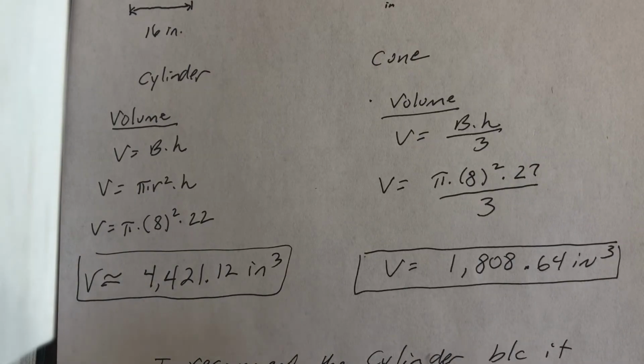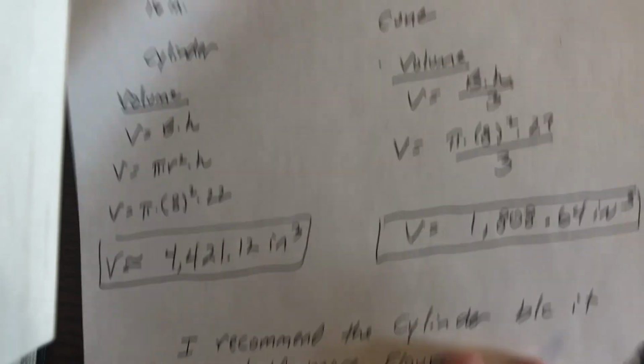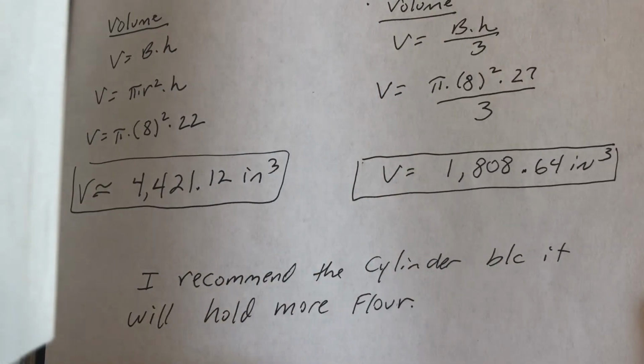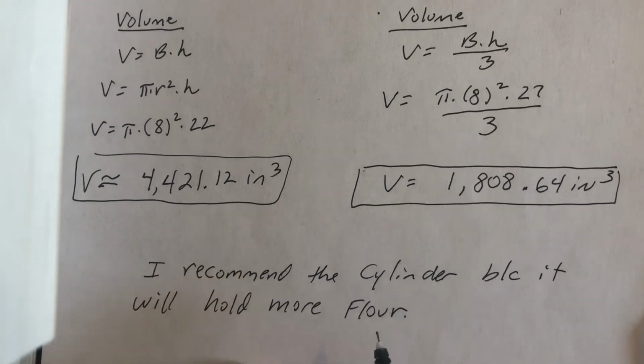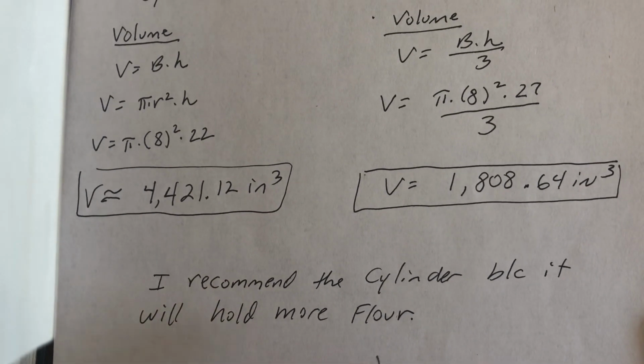So now when I'm comparing those two, obviously I can tell that the volume of the cylinder is more than the volume of the cone. So my recommendation is that Susie should take the cylinder for the flour because it will hold more flour. All right, and so when you guys finish yours out, then write me a little recommendation on which container should be chosen for the sugar. Mine's flour, yours says sugar.